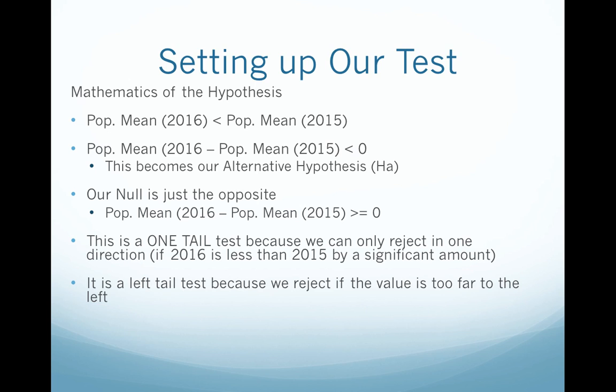This is a one-tailed test because we can reject in one direction. So we don't reject if it's either above or below some amount. We only reject if we can't find evidence that it's greater than or equal to. It is a left-tailed test because we reject if the value is too far to the left.